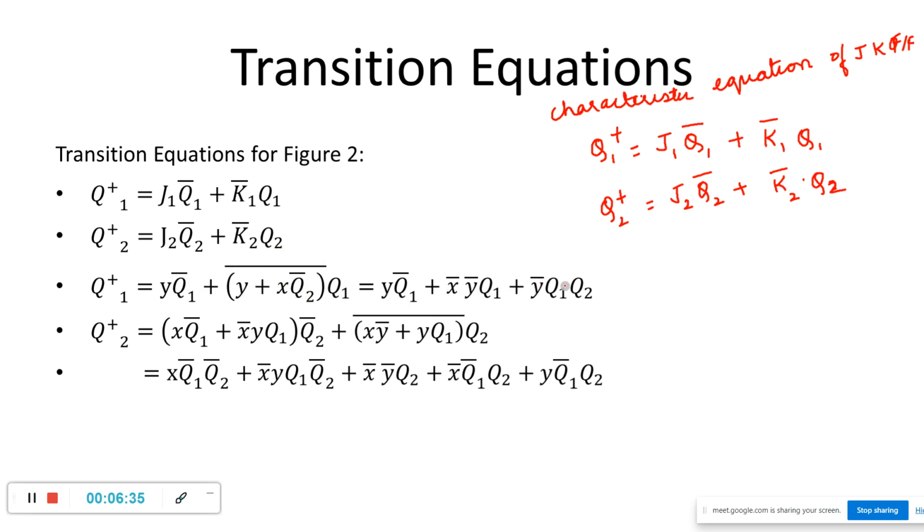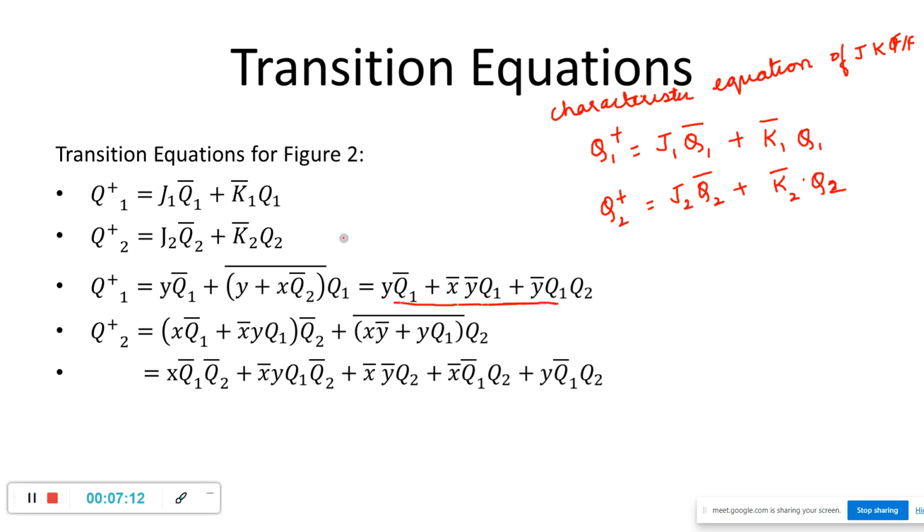So Q1 plus is equal to, the expression is written here. This is the Q1 plus expression. Next, the Q2 plus expression in J2. What you got? J2 equal to X Q1 bar plus X bar Y Q1 into Q2 bar plus K2. Okay, what you got? K2 expression. K2 you got XY bar plus Y Q1 bar into Q2. Simplify this, you will get this expression.